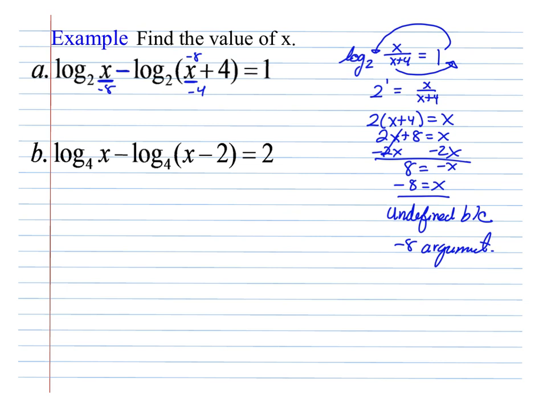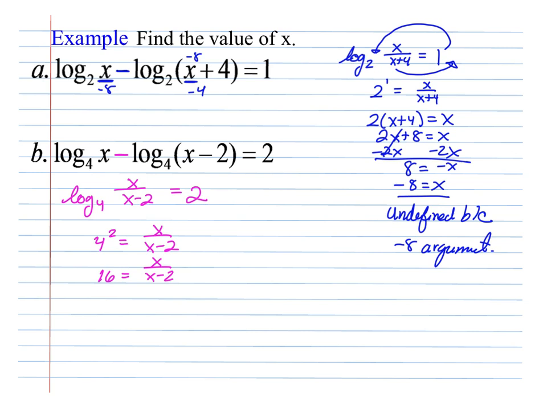So for part B, we're going to do the same thing. Hopefully we don't get a negative argument. Let's see what happens. So we know that the subtraction sign means division. So we're going to have log base 4 of x over x minus 2 is equal to 2. We're going to write this in exponential form. So we're going to have 4 squared is equal to x over x minus 2. We're going to have 16 is equal to x over x minus 2.